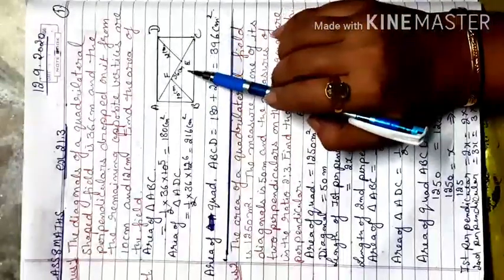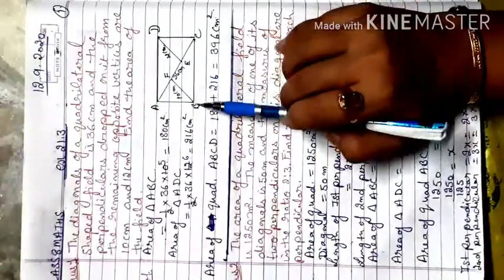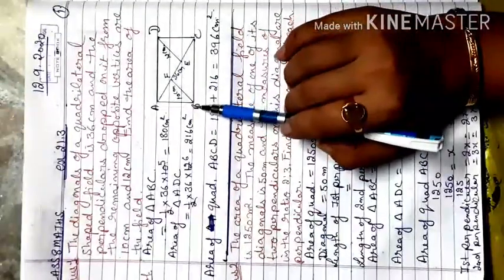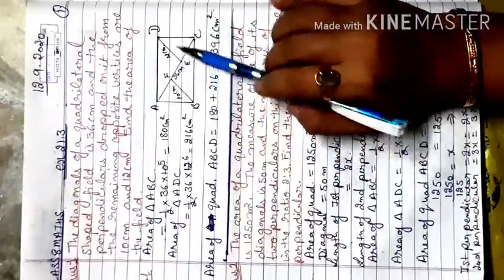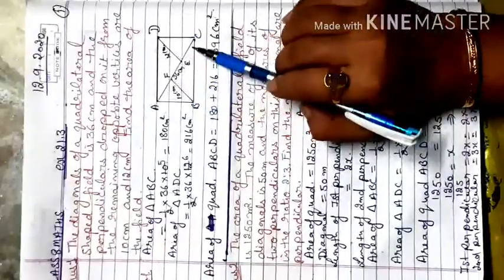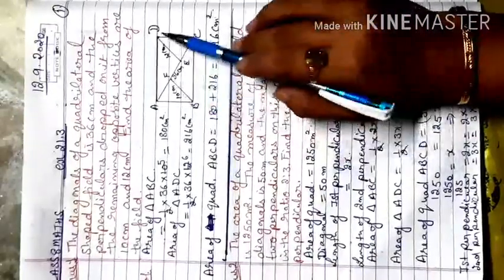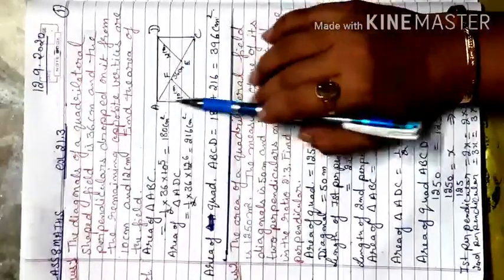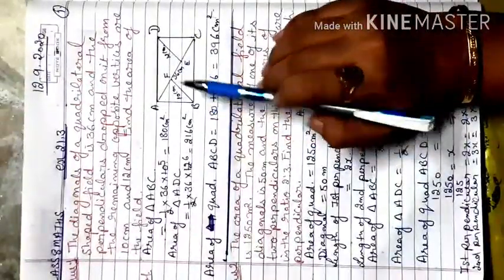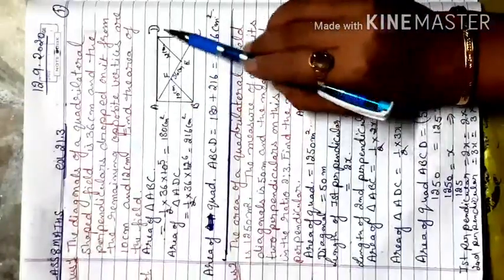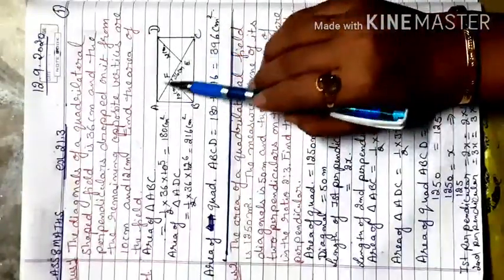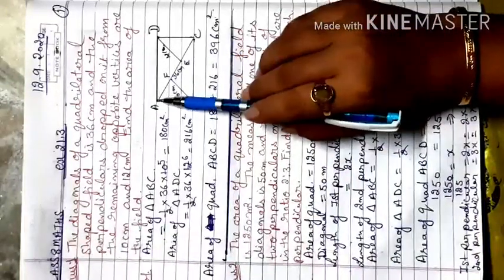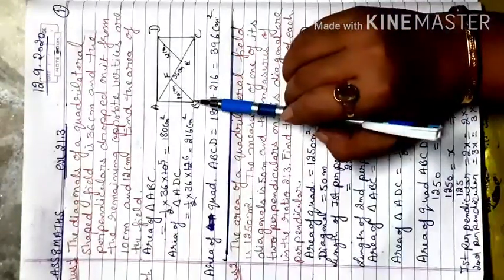The length of this diagonal is 36 centimeters, and from the vertices that are not connected with the diagonal, two perpendiculars are dropped on this diagonal. This one is 10 centimeters, this is 12 centimeters. You have to find the area of this whole quadrilateral. If you look at this, ADC is one triangle and ABC is the second triangle. You have the bases given, you have the perpendiculars given.